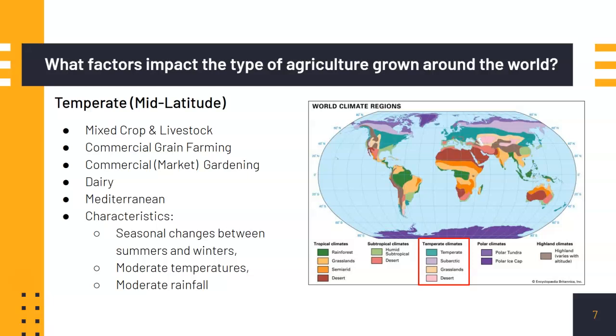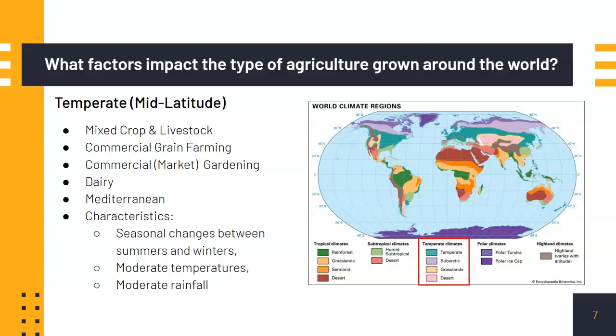Mixed crop and livestock farming is a common practice in temperate regions, particularly in areas like the Midwest in the United States and parts of Europe. Farmers grow crops such as corn and soybeans, which are often used to feed livestock like cattle and pigs. This integrated approach provides farmers with multiple income sources and creates a sustainable system where livestock manure helps fertilize crops. The moderate rainfall in these regions supports the growth of both crops and pastures, making this practice highly efficient.